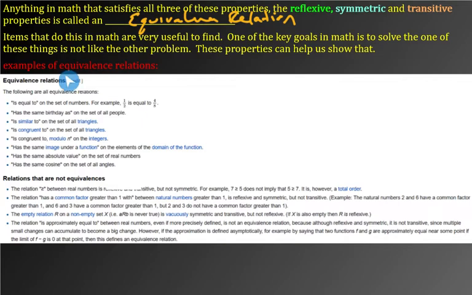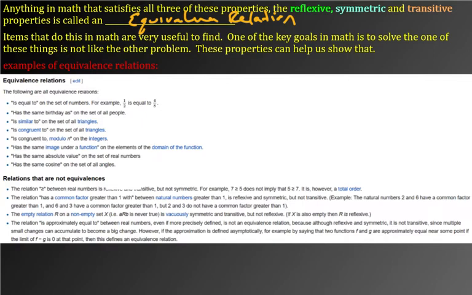And you can go down a huge rabbit hole, and I have examples here of all sorts of things that are equivalence relations. There's a lot of things that are not equivalence relations too. But basically it's a very important classification of different things.